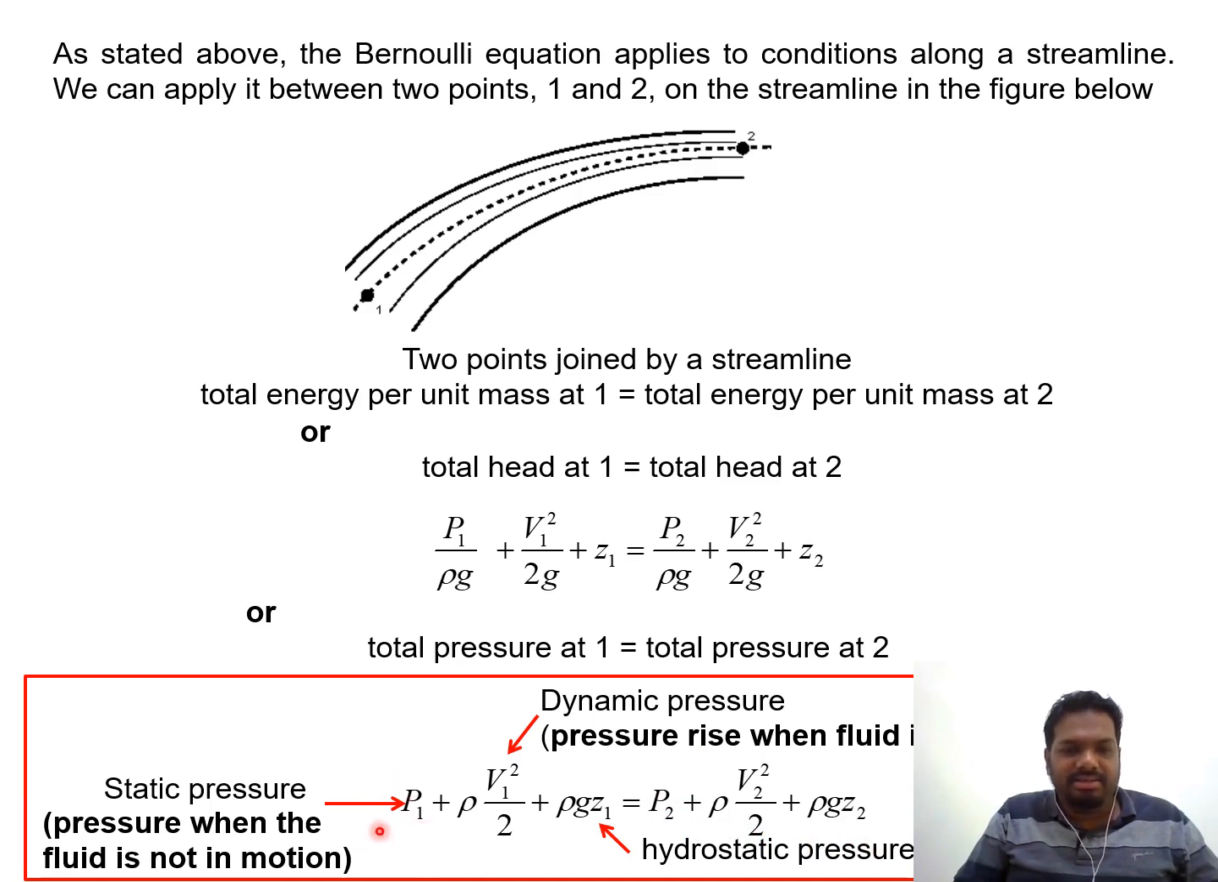So the first part is indicating the static pressure, the pressure when the fluid is not in motion. You are just taking the instantaneous pressure, meaning pressure at that particular point at the particular time, P1. Then you have a dynamic pressure, the pressure rise when fluid is in motion. So when the fluid starts to move, then you have a dynamic pressure. Then you have one more, which we call hydrostatic pressure. It's related to the weight and also the height, and you have this for both points.